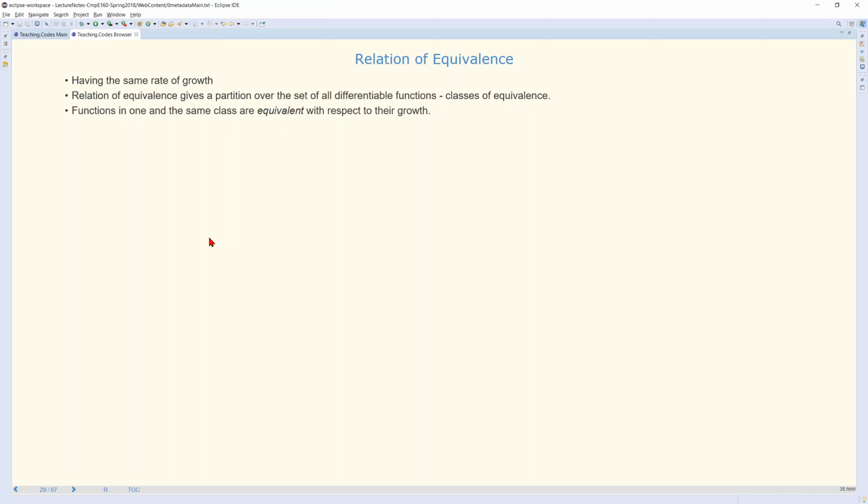But when you look at all these different approaches to solve the same problem, if I can define functions with different complexities, but say these are equivalent in complexity, then I can say these algorithms are also equivalent to each other. Or then we will also define algorithms that are worse than these and that are better than these. So functions in one and the same class are said to be equivalent with respect to their growth rates.